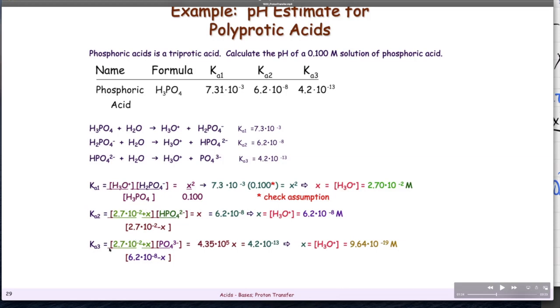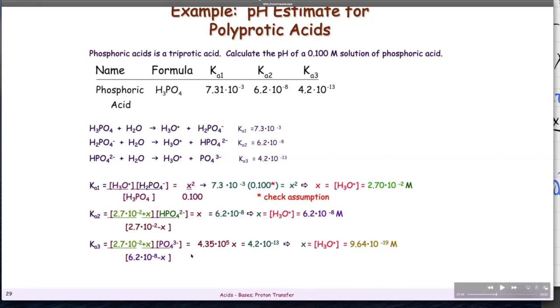Now, if we work the third equilibrium, we use this concentration as the initial concentration for this guy, HPO4 minus 2. And then again, what we're going to have for hydronium is it's going to come from the first equilibrium and the second equilibrium. But remember, the second equilibrium was small. So all we have to do here is put 2.7 times 10 to the minus 2 plus x. Here it's 6.2 times 10 to the minus 8 minus x. Again, we're going to assume that the x is going to be small. Why? Because look at this equilibrium constant. It's 10 to the minus 13. You can assume that the dissociation is negligible.